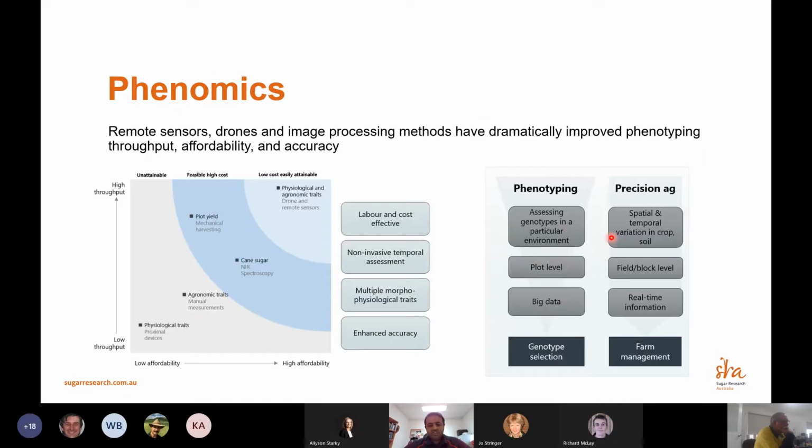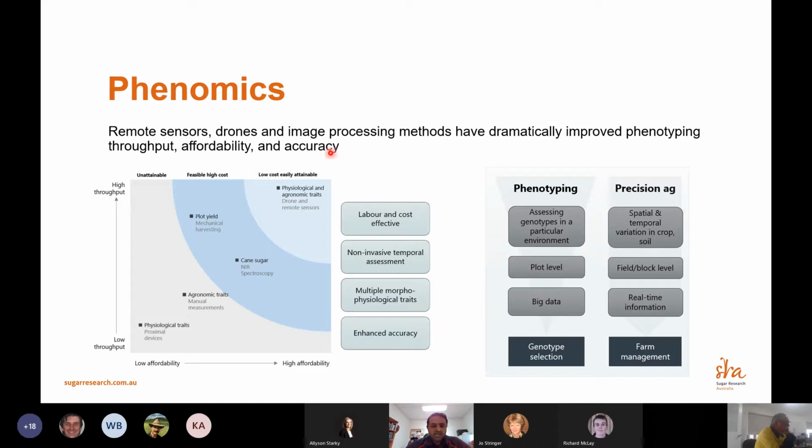Now, phenotyping is not new. Measuring yield, for example, can be termed phenotyping, but in this case, phenomics or high throughput phenomics refers to the use of remote sensors or drones and the advanced image processing methods for capturing some of the traits with high accuracy, high affordability, and high throughput.